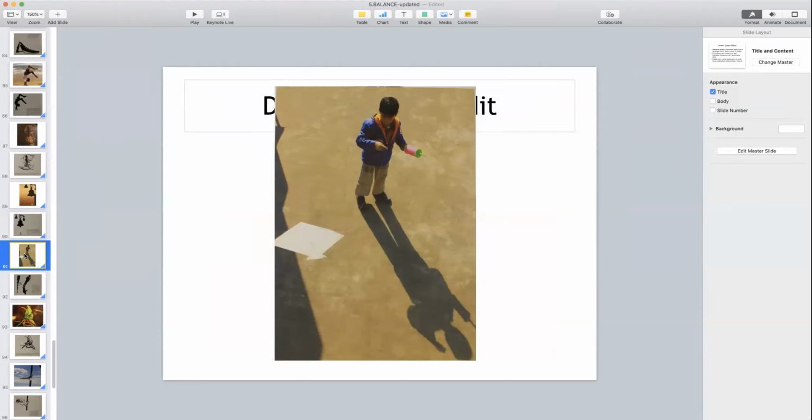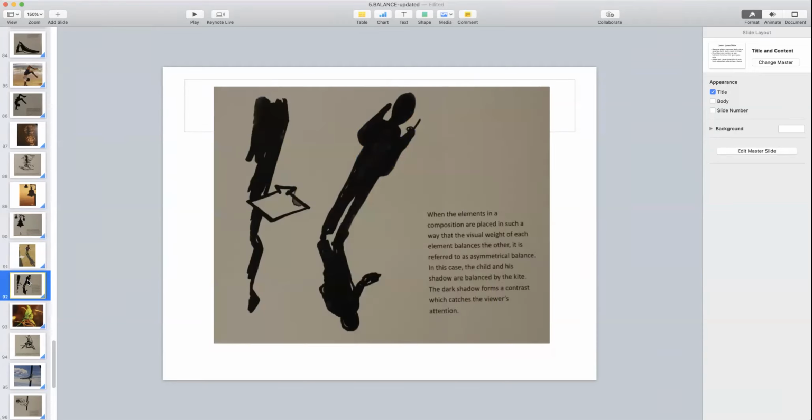You see this little boy with the shadow, kite and his jerky in the hand. So when the elements in a composition are placed in such a way that the visual weight of each element balances the other, it is referred to as asymmetrical balance. In this case, the child and his shadow are balanced by the kite. The dark shadow forms a contrast which catches the viewer's attention.